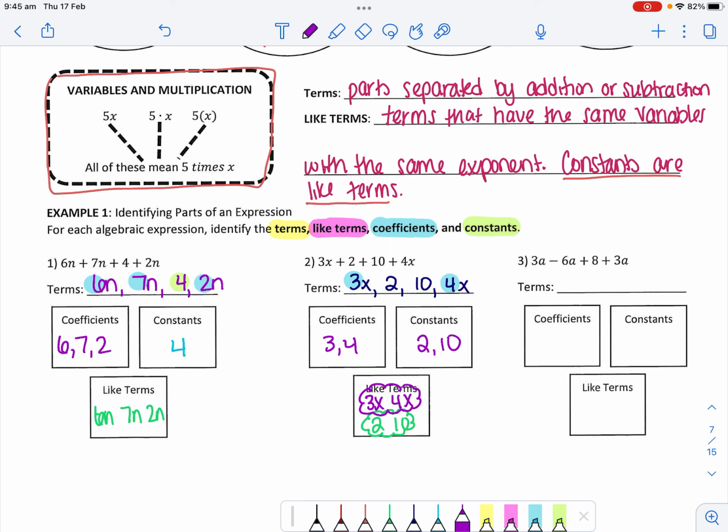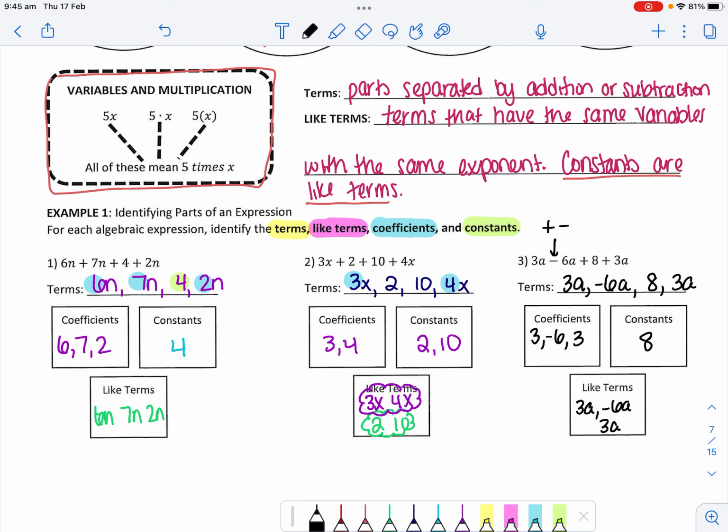Now for number 3, 3a is a term, and then remember that minus is like plus negative. So negative 6a is my next term, then 8, then 3a. So I can have negatives in my terms. My coefficients are going to be 3, negative 6, and 3. My constant is 8, and then all of those terms with an a on it are my like terms. So 3a, negative 6a, and then 3a again.